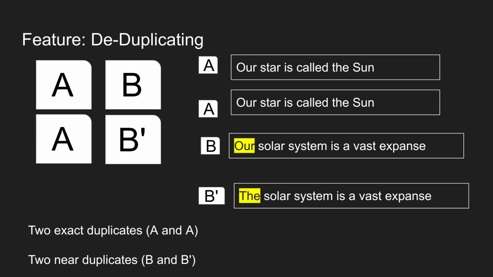So let me talk about another cool feature, that is deduplicating documents. Here I have 4 documents: 2 A's, which are identical documents, and a B and a B dash, which are almost identical. So you can see the text here, A and A, right? They are identical documents, and B is slightly different. It says "our solar system," and here we say "the solar system." So we are going to see how we can eliminate duplicates like this.